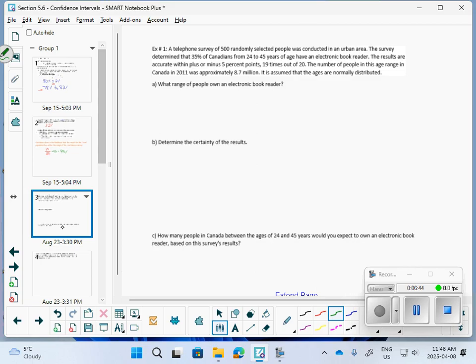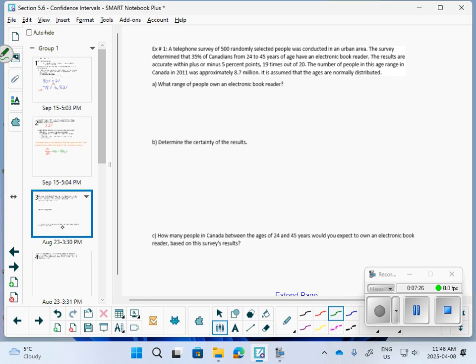A survey of 500 randomly selected people was conducted in an urban area. The survey determined that 35% of Canadians from 24 to 45 years of age have an electronic book reader. The results are accurate within plus or minus 5% points, 19 times out of 20. The number of people in this age range in Canada in 2011 was approximately 8.7 million. It is assumed that the ages are normally distributed. So question A says, what range of people owned an electronic book reader?